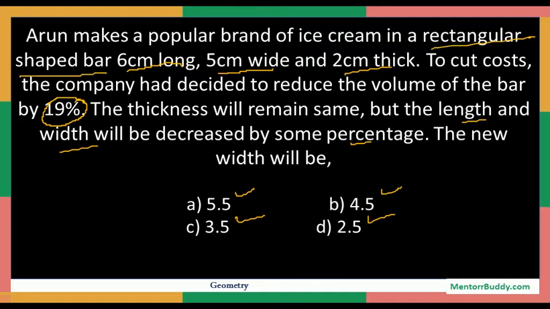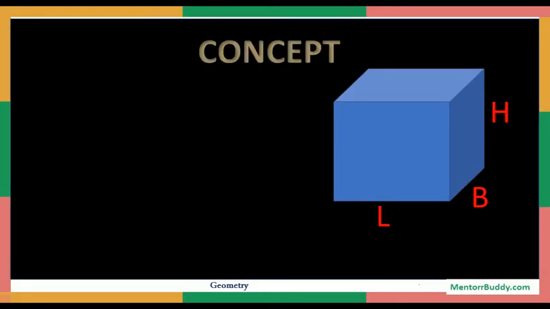So as we can see, the question is about the rectangular shaped bar. So rectangular shaped bar is basically a case of cuboid. Now first understand the case of cuboid. So this is one cuboid with the length L, the breadth B and the height H.